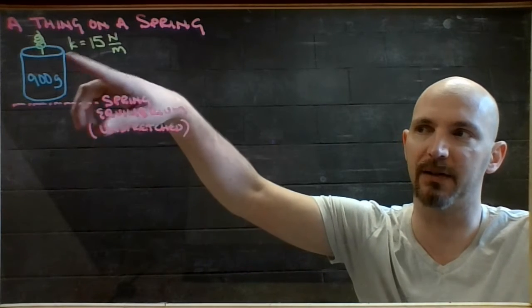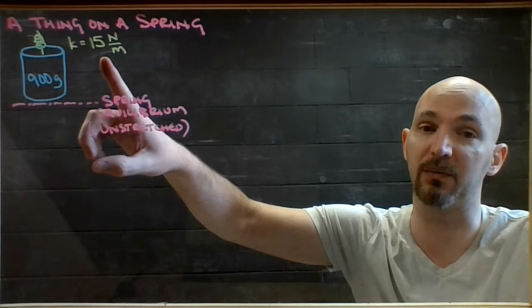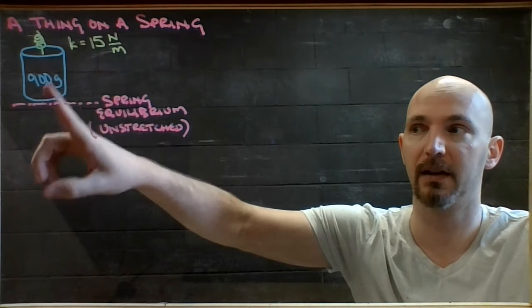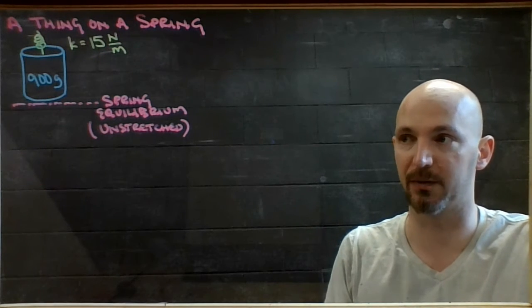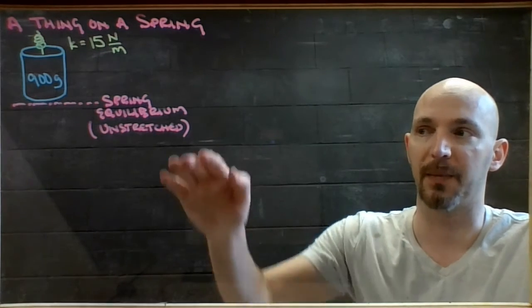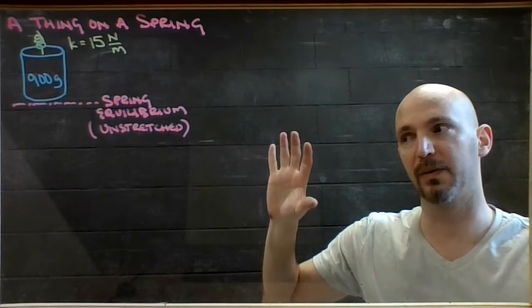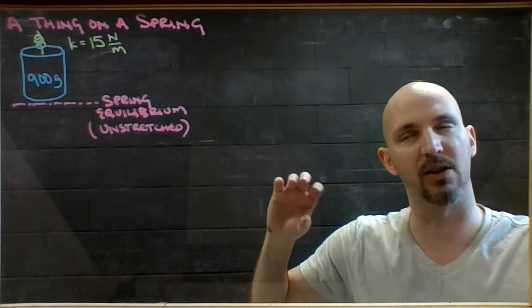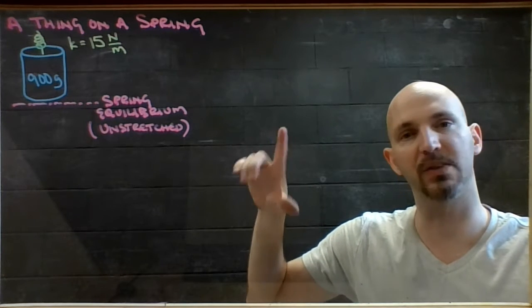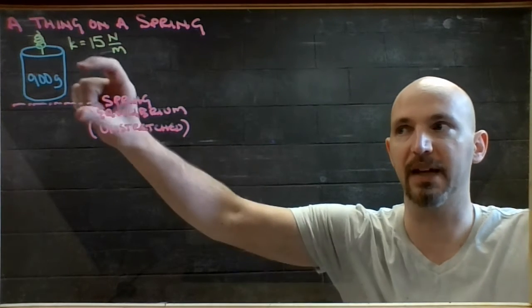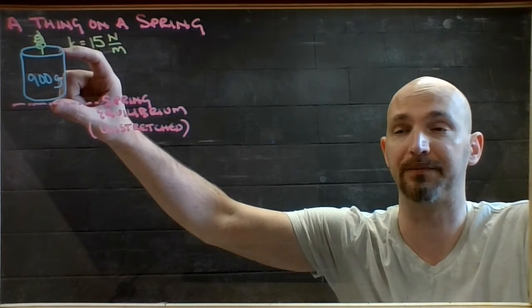So right now in this position, I have a 15 Newton per meter spring, and I've attached 900 grams to it. That thing right now is sitting at the spring equilibrium. So the spring is just loose. It's not floppy, but it's also not stretched at all. So that's the highest this thing can go.